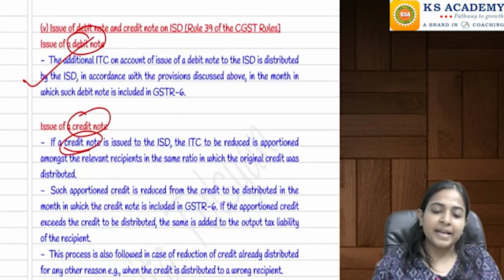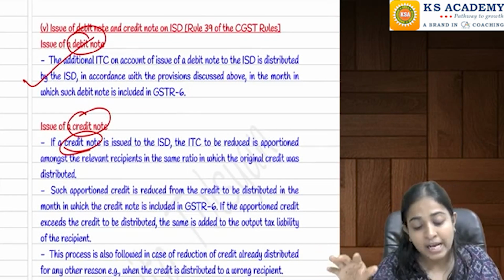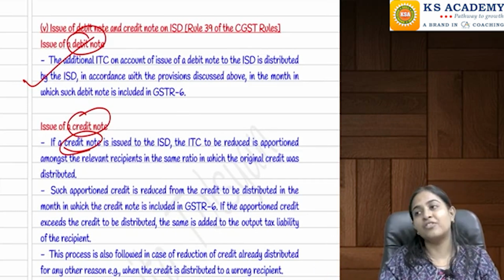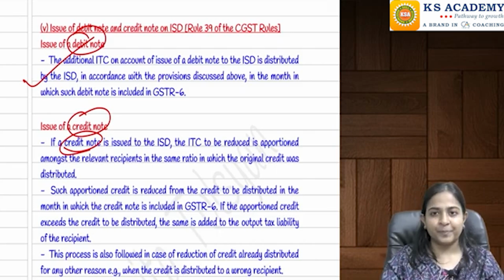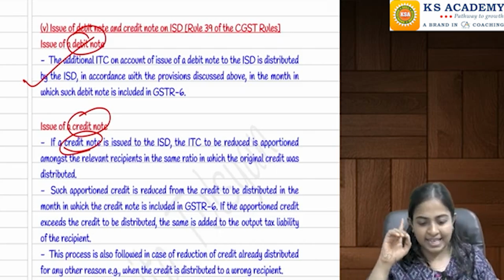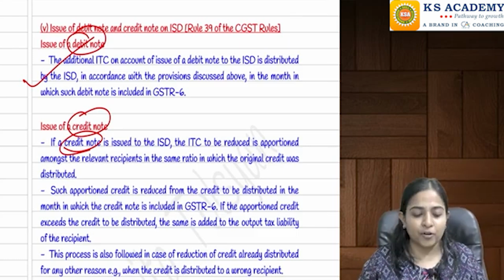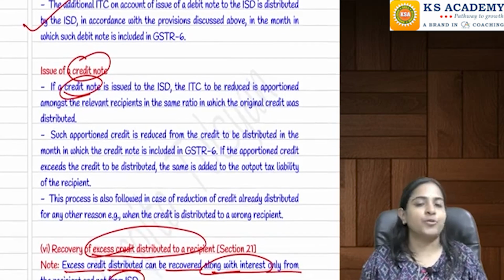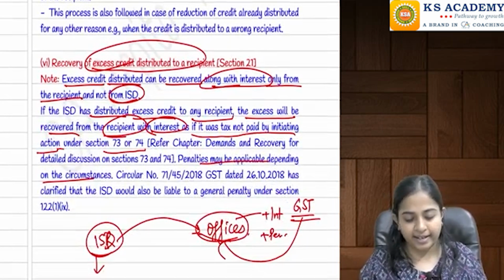Okay. Then in some cases, debit notes are also used, and in some cases, credit notes are also used. In case of debit notes, let's say we want to distribute additional credit which we received in the form of a debit note, then no problem, issue an ISD debit note in the same ratio. Suppose we want to reverse some amount of credit, then issue an ISD credit note and that amount is to be reduced.